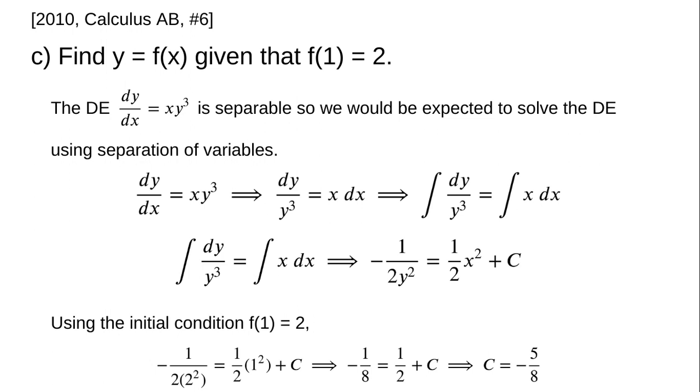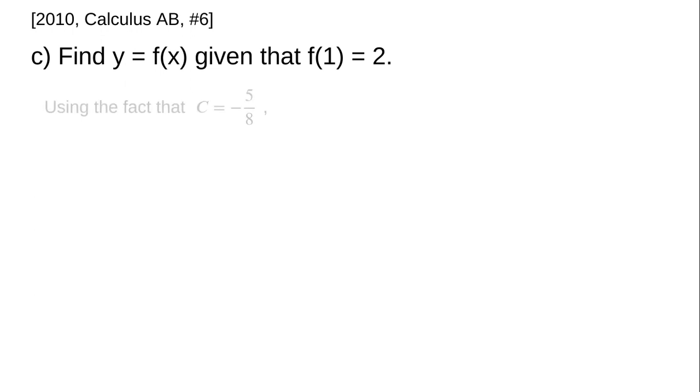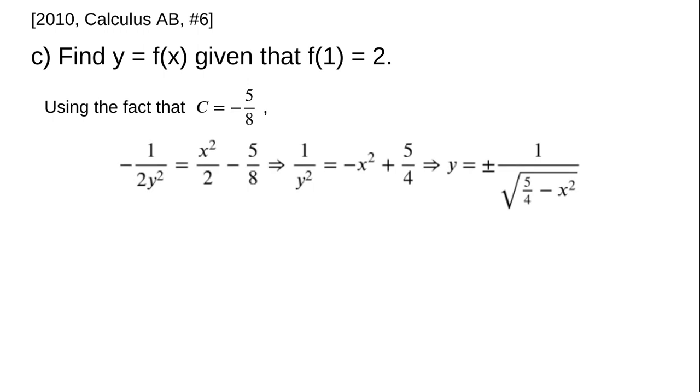All right, so now we have a complete function put together. Using the fact that c is equal to negative 5/8, we can rewrite our solution as negative 1 over 2y squared equals x squared over 2 minus 5/8. Solving this for y, we get negative x squared plus 5/4 equals 1 over y squared. Solving that for y, we get y equals plus or minus 1 over the square root of (5/4 minus x squared).